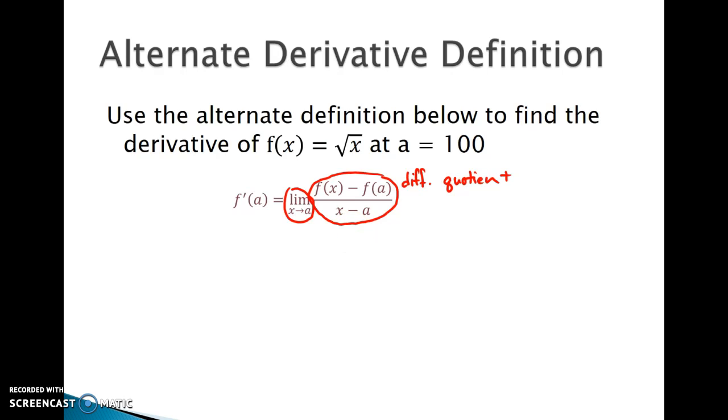So I'm going to show you how this alternate definition works for the same function, so you can compare how they work. They both give you the same answer because they're both giving you the derivative. So if I take f prime of a with this new method, I would have the limit as x goes to a of the square root of x minus the square root of a over x minus a. And again, I'm going to multiply by the conjugate pair.